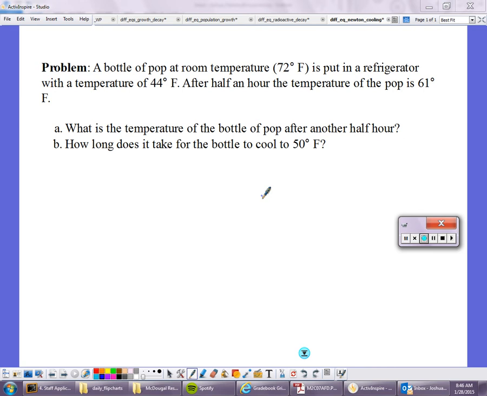So here's a problem: a bottle of pop at room temperature, 72 degrees Fahrenheit, is put in a refrigerator with a temperature of 44 degrees Fahrenheit. After half an hour, the temperature of the pop is 61 degrees Fahrenheit.